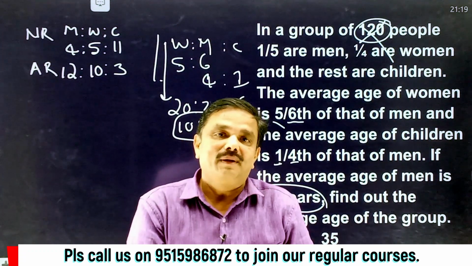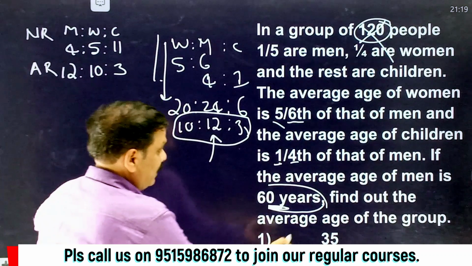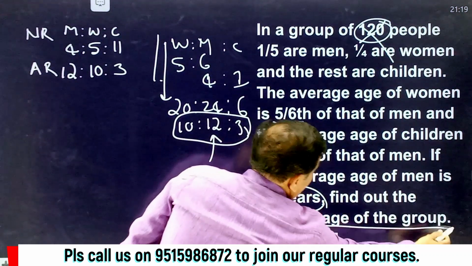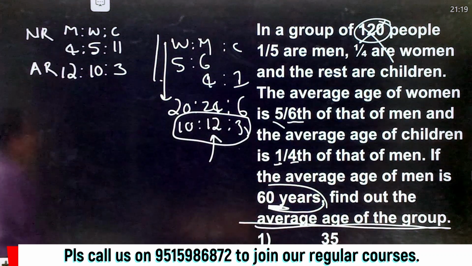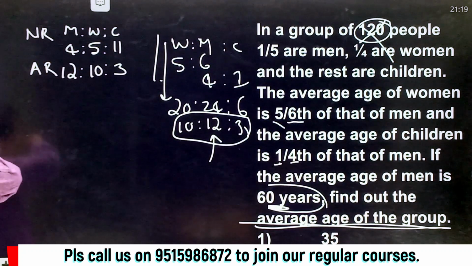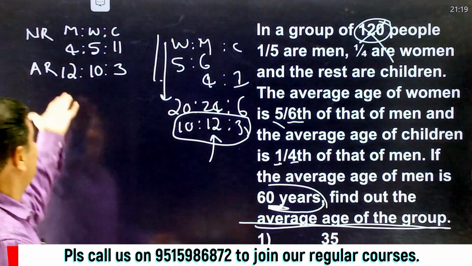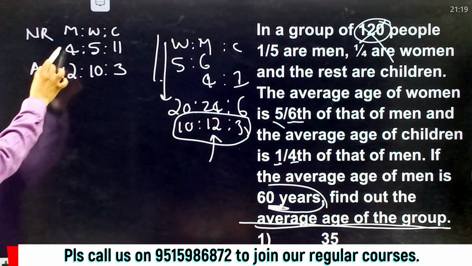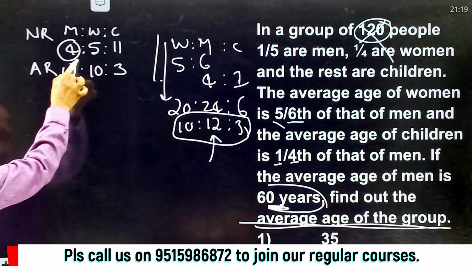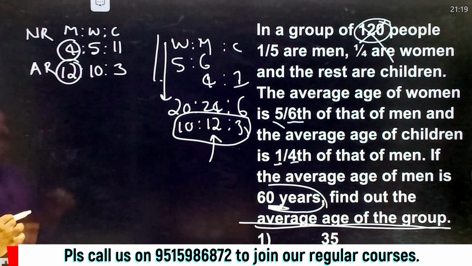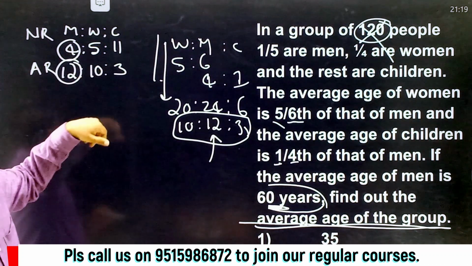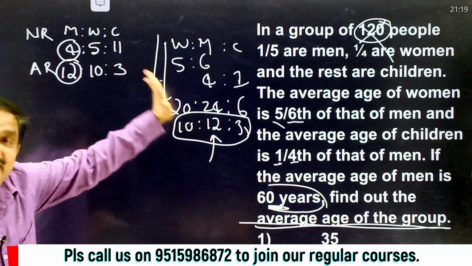Weighted average method. Because here they have asked to find out the average age of the entire group. As far as my imaginary numbers are concerned, what is the average age of the entire group? Very simple. I use the weighted average method. This is the number ratio. This is the average age ratio. For men, same with women and children. So what is the average age of the entire group?